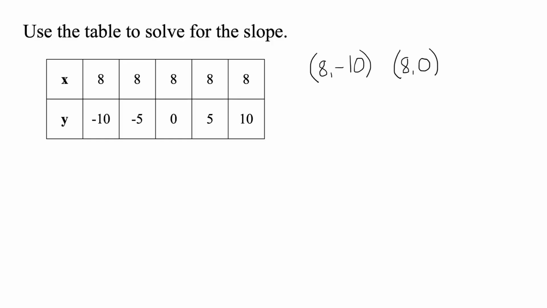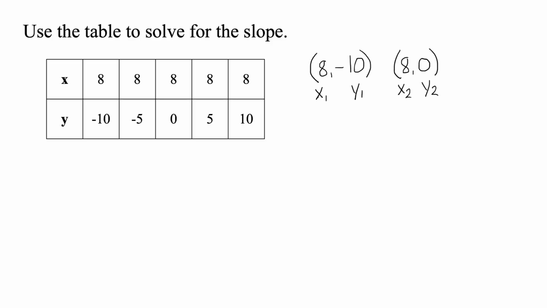Next, label the x and y values. The first ordered pair is labeled x sub 1, y sub 1. The second ordered pair is labeled x sub 2, y sub 2.